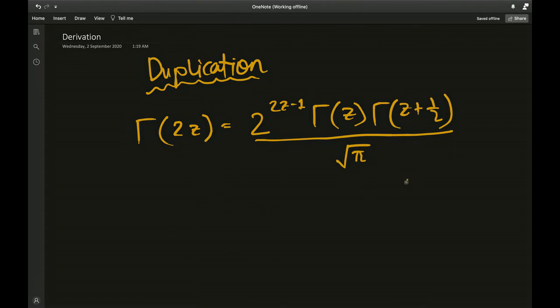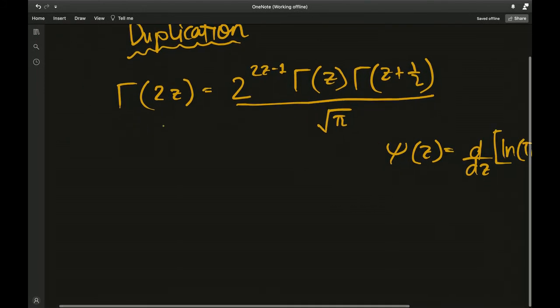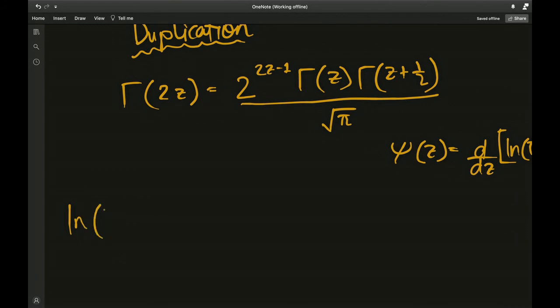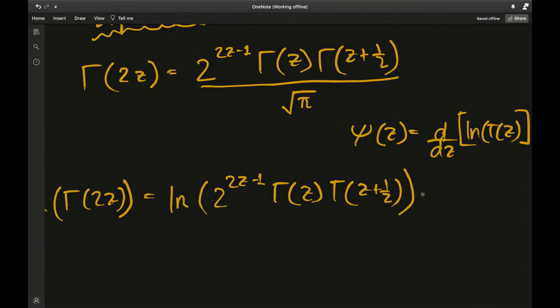And since the digamma function is just the derivative of the natural log of the gamma function, we need to take the natural log on both sides. So we have natural log of gamma of 2z is equal to natural log of 2 to the 2z minus 1 times gamma of z times gamma of z plus 1 half, and then using properties of logs, minus natural log of square root of pi.